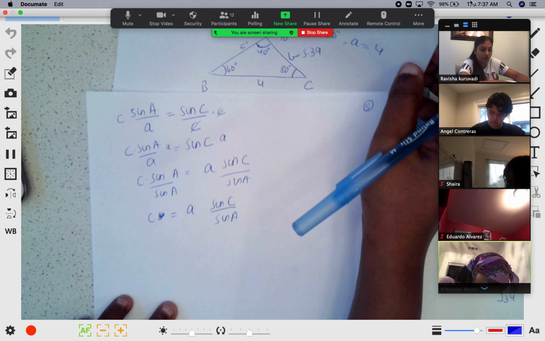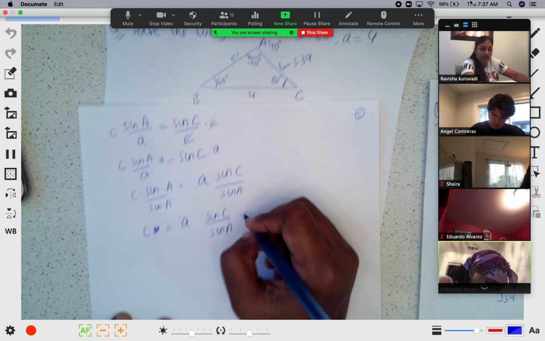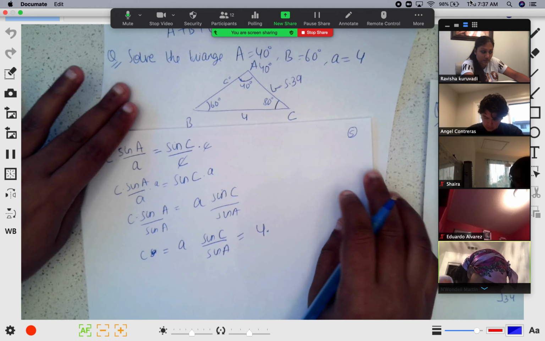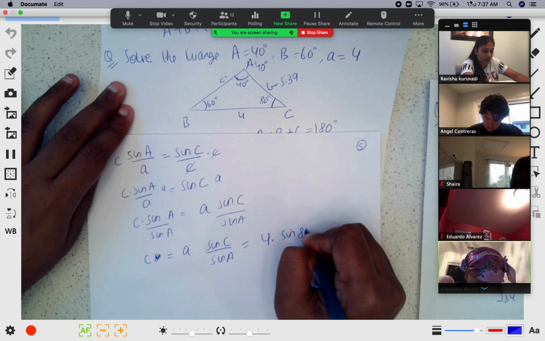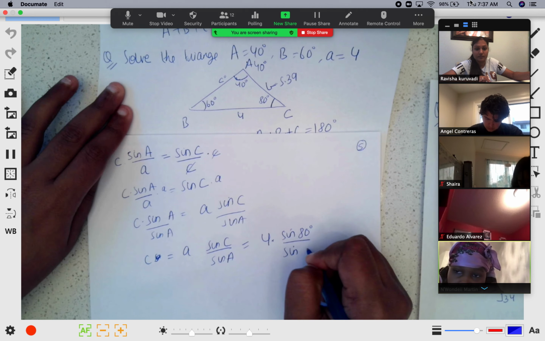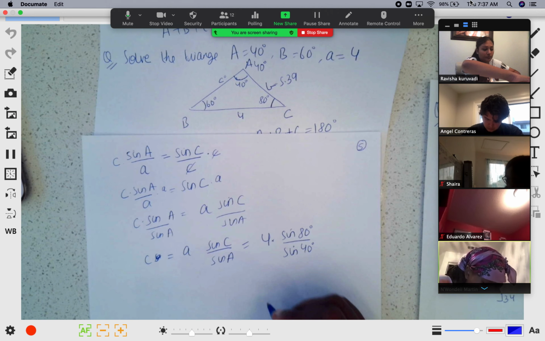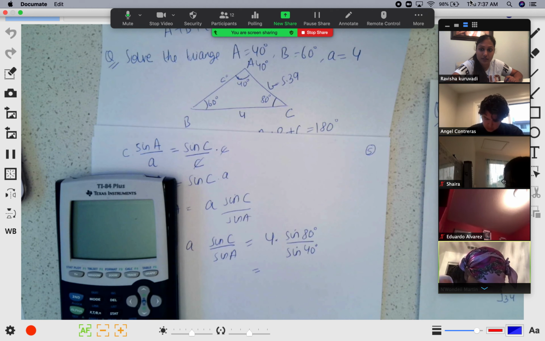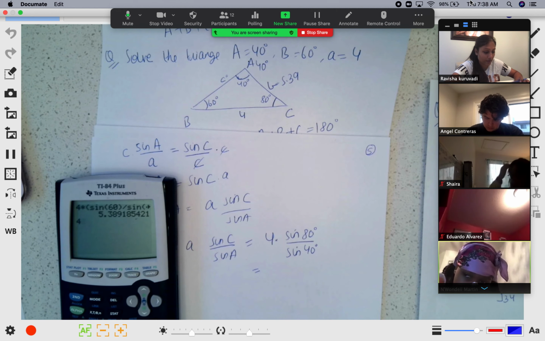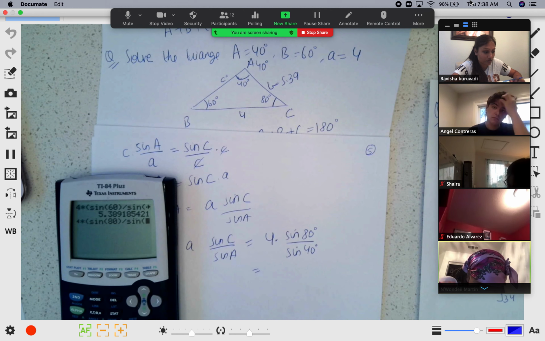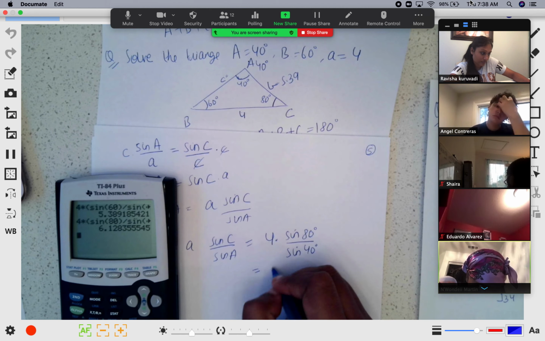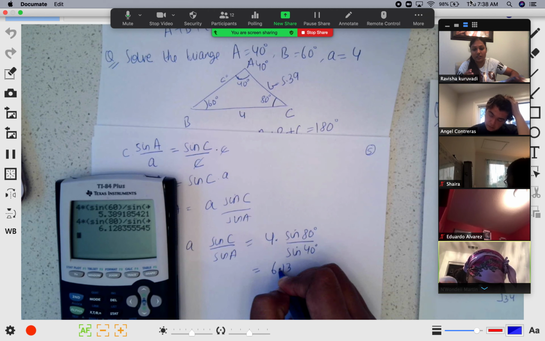Now plug in the values. Your A was 4. Sine C was 80 degrees over sine A was 40 degrees. Use a calculator and find the value. So turn your calculator on. We have 4 multiplied by, open the bracket, then you have sine 80 close, divided by sine 40 close. You get 6.12, 6.13. That's the value of your C. You found all the values.